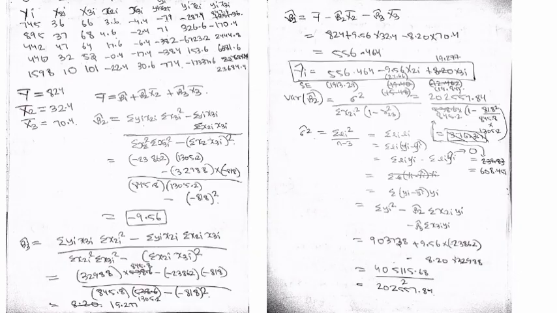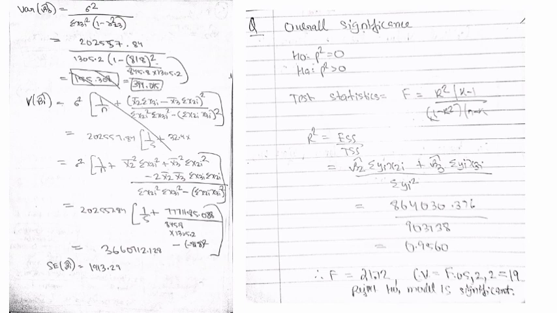Here we have computed sigma hat square equals ESS upon n minus k, which would be summation ei square upon n minus k. Now here, after applying those formulas, we have finally found out the variances and standard errors of estimated parameters beta 1 hat, beta 2 hat and beta 3 hat. On right hand side we have checked for the overall significance. The model is significant using normal hypothesis testing procedures.